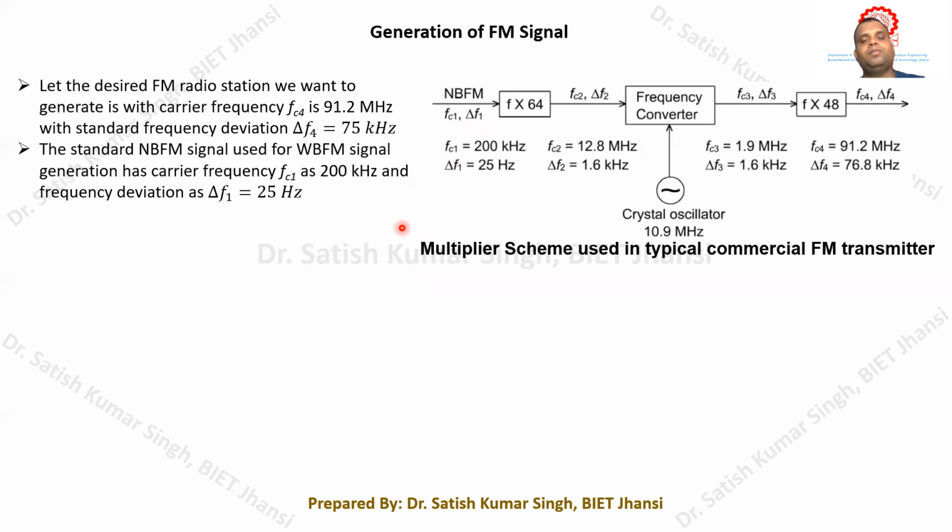So for example, if we want to send an audio signal, then we know that the audio signal has a bandwidth from 20 hertz to 20 kilohertz. Fine. So when you calculate beta, beta is equal to delta F divided by FM. Whenever FM is a very large value, obviously beta will be less than 1.